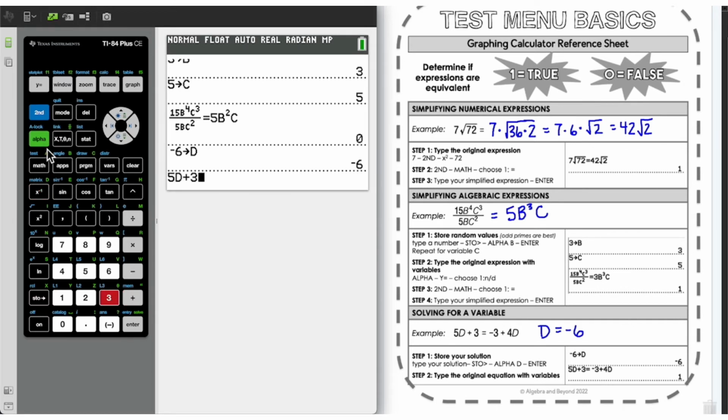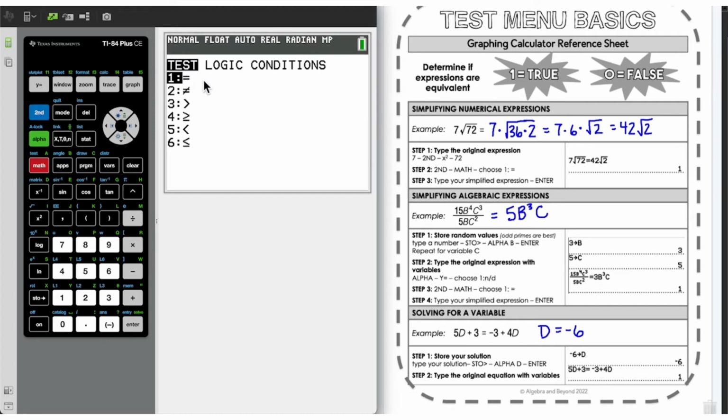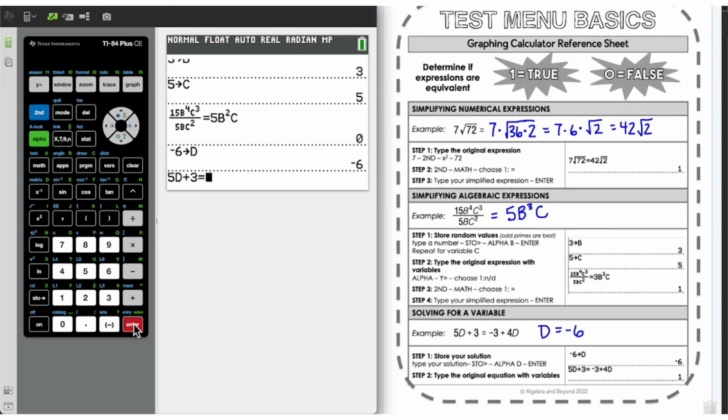Then I'm going to do my second math, and I want to put the equal sign again, and then I have the equation -3 plus 4D. And it confirms that when D is -6, these two expressions are equal to each other. And I know when students do one-step or multi-step equations, this can be very helpful. So that is wrapping up the test menu basics.